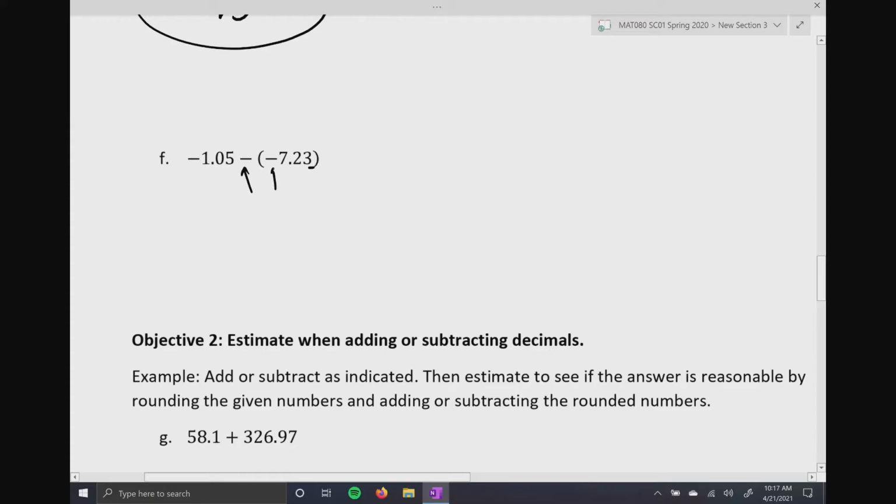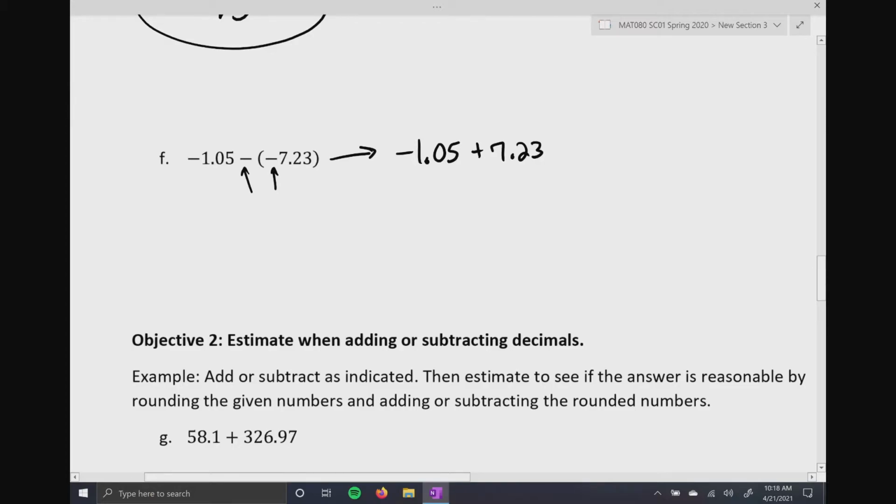So we're back to this now. Two negatives back to back. When I have two negatives back to back, do I rewrite the problem? Yes or no? Yes. How? Well, somebody said it earlier. Yeah, that was me. What do you make it? Positive. There you go. So we rewrite the problem as negative 1.05 plus 7.23.